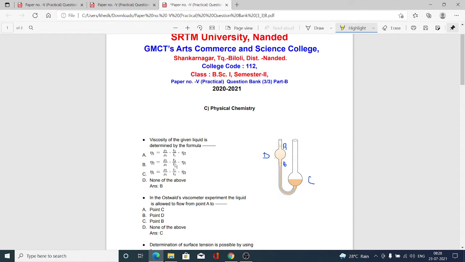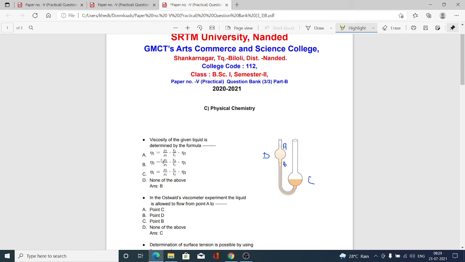T2 is the time required to flow the liquid from point A to point B. T1 is the time required to flow the water from point A to point B. By putting the values of T2 and T1 in this formula, we can calculate the viscosity coefficient eta 2 for the given liquid. Eta 1 is the viscosity coefficient for water. Rho 2 is the density of the liquid. Rho 1 is the density of the water at a given temperature and so on. By putting all these values in the formula, eta 2 is equal to rho 2 upon rho 1 into T2 upon T1 into eta 1, we could find out the viscosity of the given liquid.